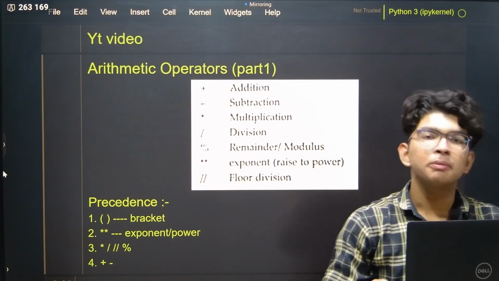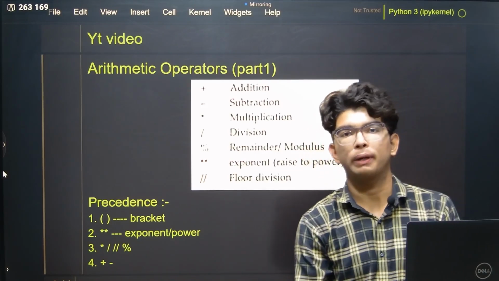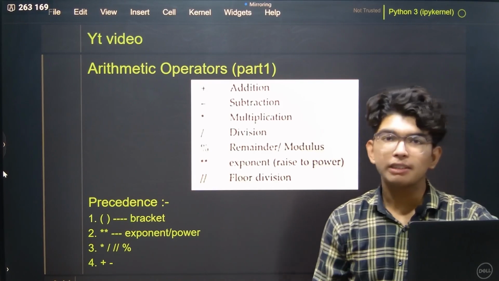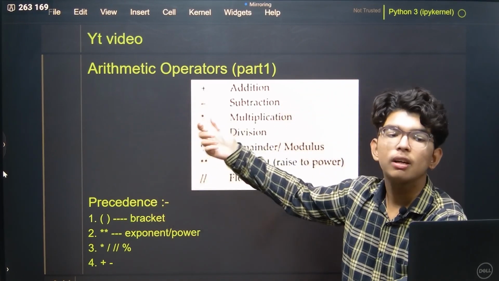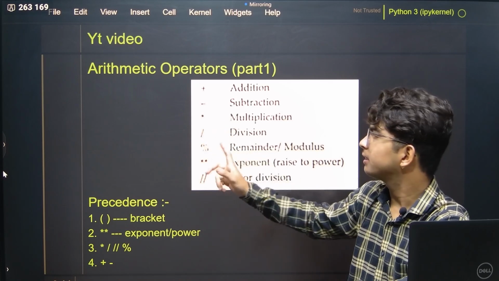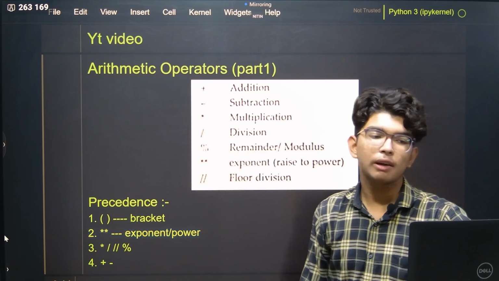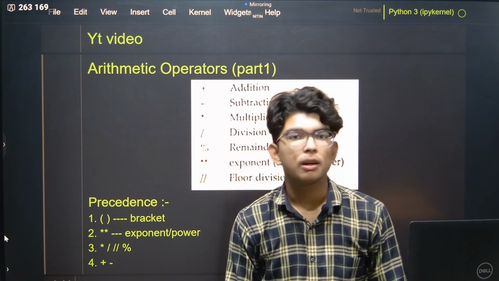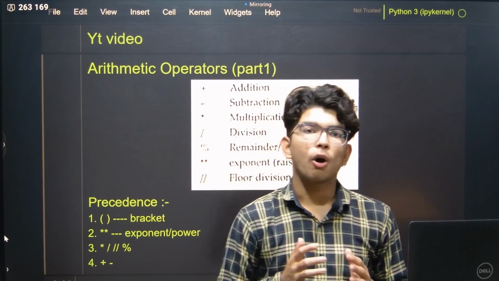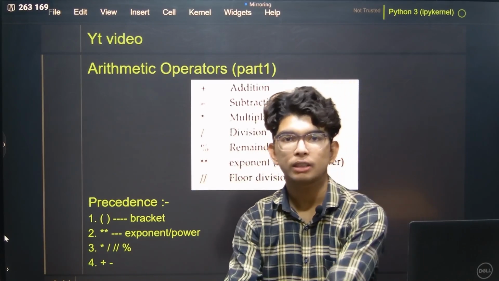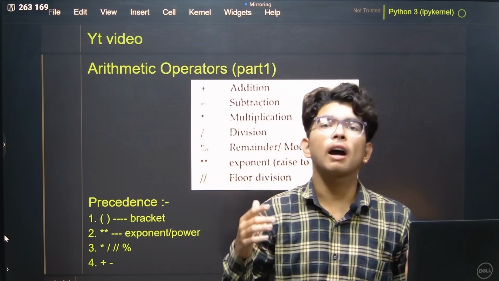Well, arithmetic operators are the operators which are used between two operands. We have 7 types of arithmetic operators. First is addition, then subtraction, multiplication, division, remainder, exponent and floor division. We also have the precedence rule here. By precedence rule, I mean in programming, the operations are done according to a set of rules, and one of them is the precedence rule, which decides which one will occur first.